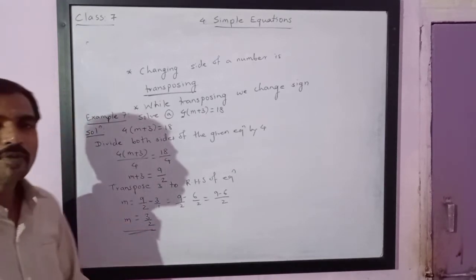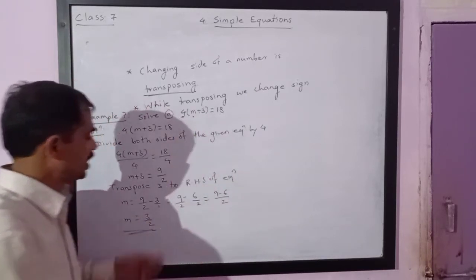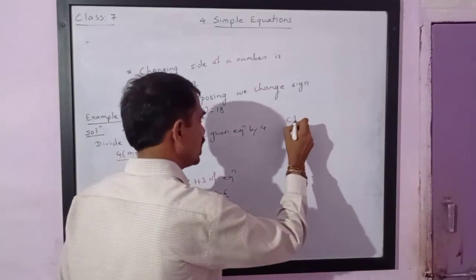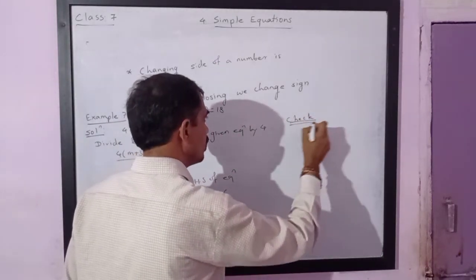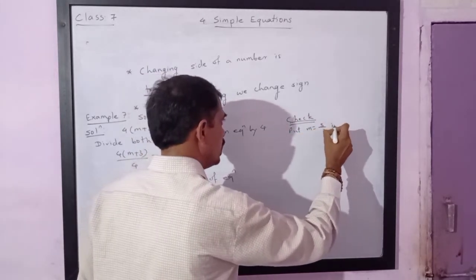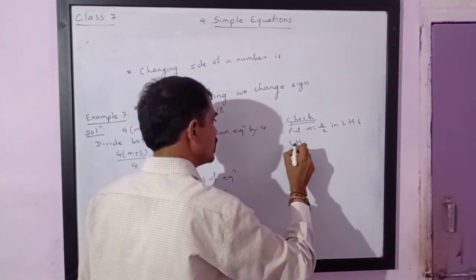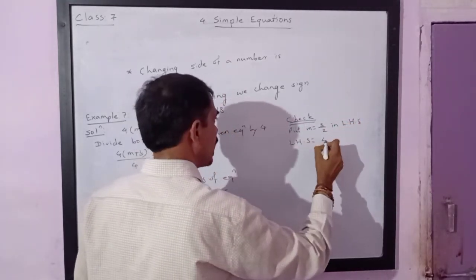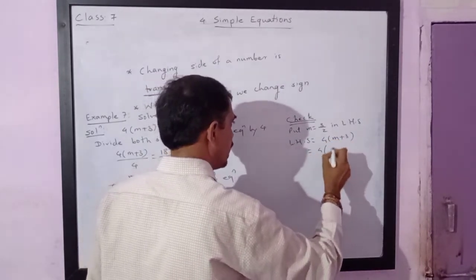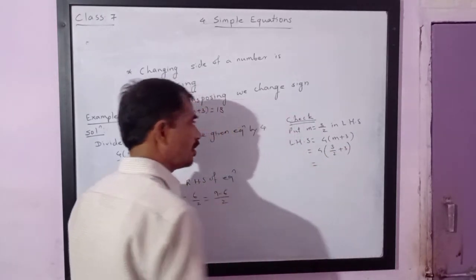But let us check whether our solution is correct or not. For checking, we put m is equal to 3 upon 2 in the left hand side of the given equation. The left hand side of the equation is 4 in bracket m plus 3. So that is equal to 4 in bracket 3 upon 2 plus 3.